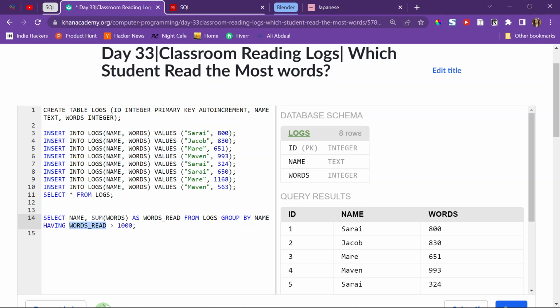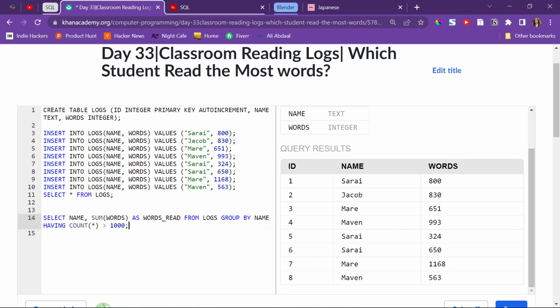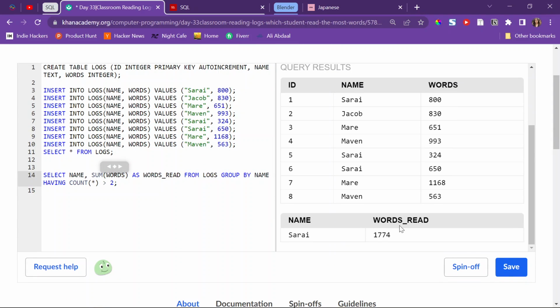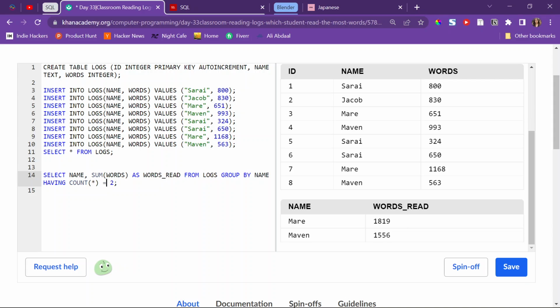and then having count, and then whatever column, greater than, let's say, 2. So I basically had more than 2 logs. And I can see that because I have one log here, another one over here, and another one over here. So I did 3. If I were to do equal to 2, then I would get Mare and Maven. So they both did 2 logs. Mare is here, Maven did another one here and one over here.